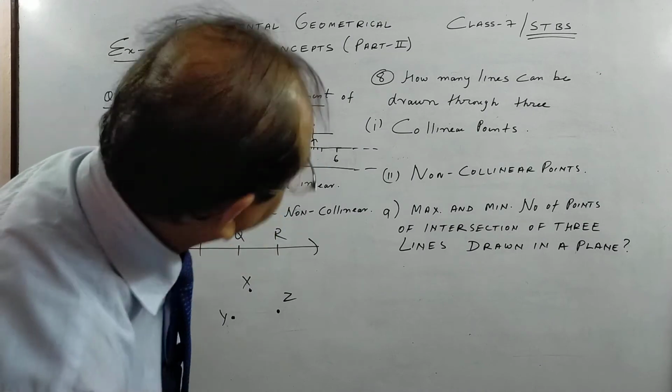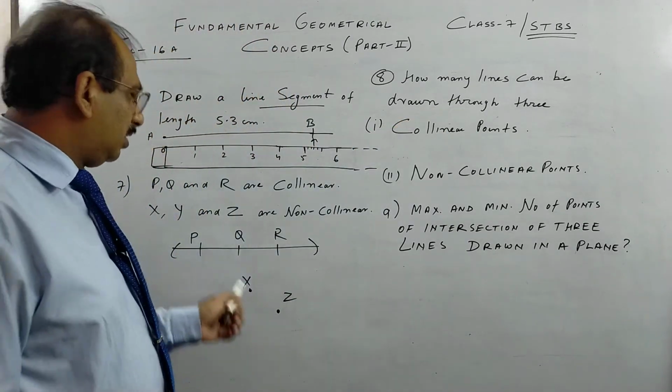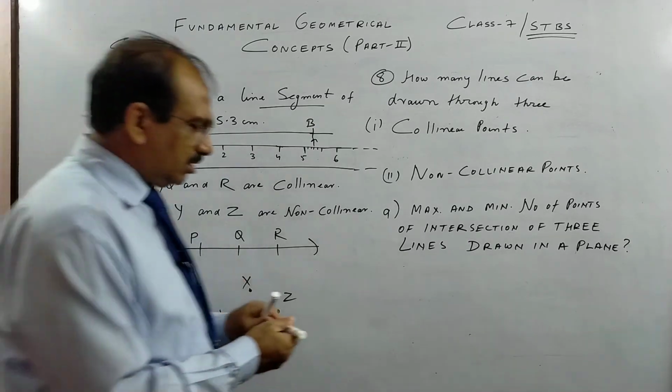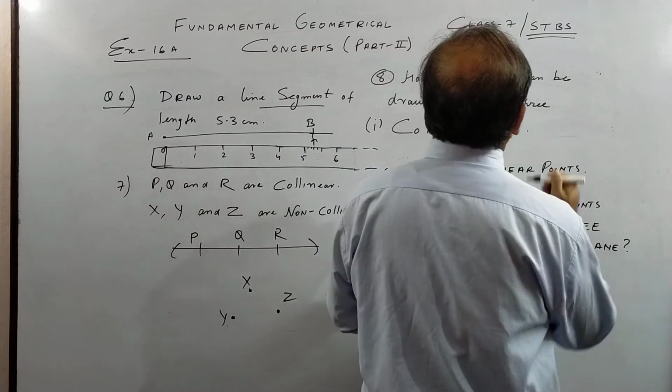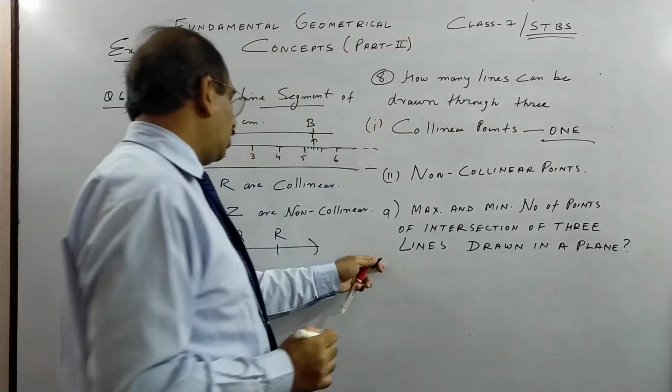So next question, how many lines can be drawn through 3 collinear points, or any number of collinear points, children, because they are in one line. So the answer is always 1. Collinear points means you have one and only one line, any number of points you put.